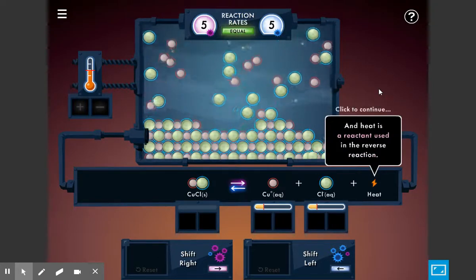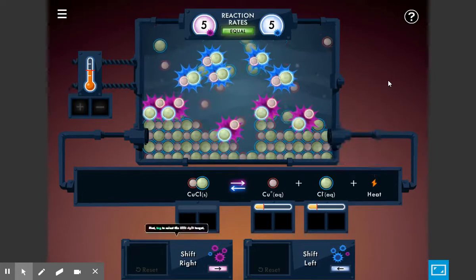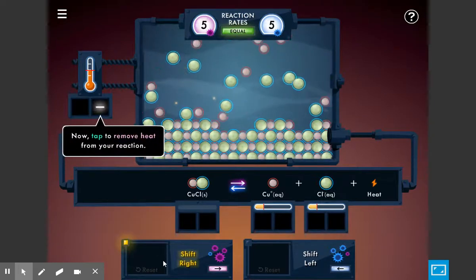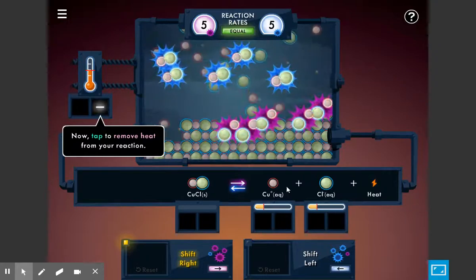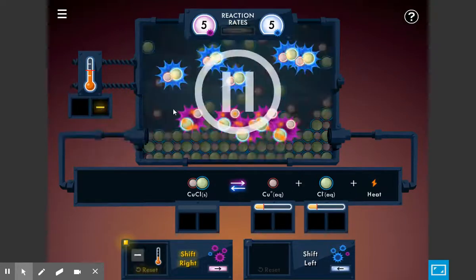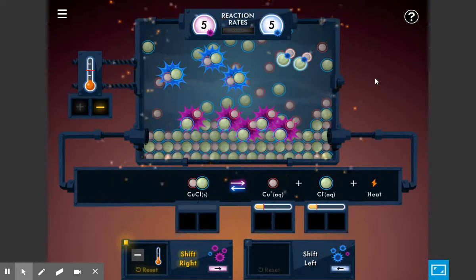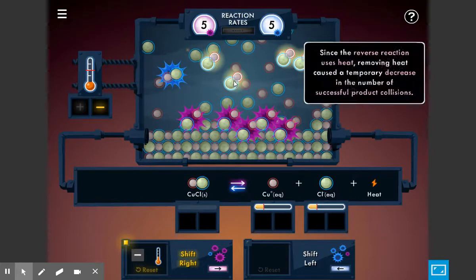So again, it's a product in the forward reaction, but it's a reactant in the reverse reaction. So if I want to shift my equilibrium to the right, that means I must remove heat to shift to the right because I want to replace what is lost. So by removing heat, I've slowed down my particles. I have fewer successful collisions on the product side.